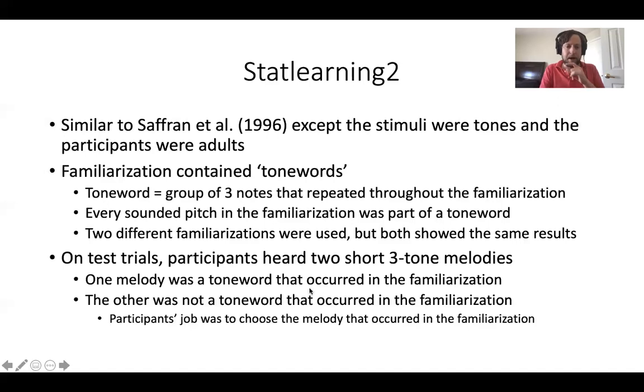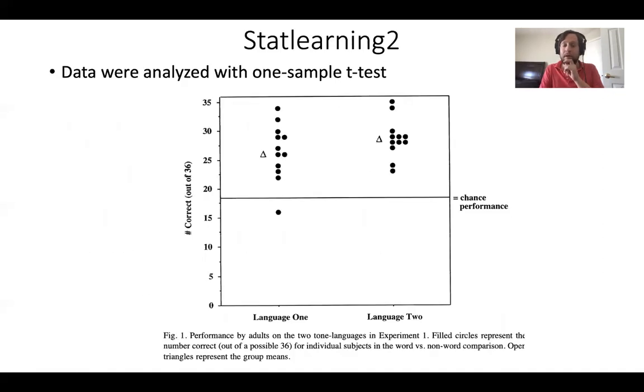And so participants' job was to choose the melody out of the 2 choices that occurred in the familiarization. In other words, the participant's job was to choose which of these 3-tone melodies is the tone word. Which of these 2 choices is the tone word? Which of these 2 short little melodies occurred in the familiarization sequence earlier? This is exactly what we did for Friday's lab. So here are the results of this study right here.